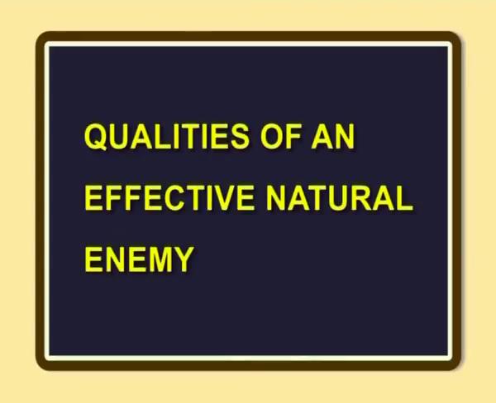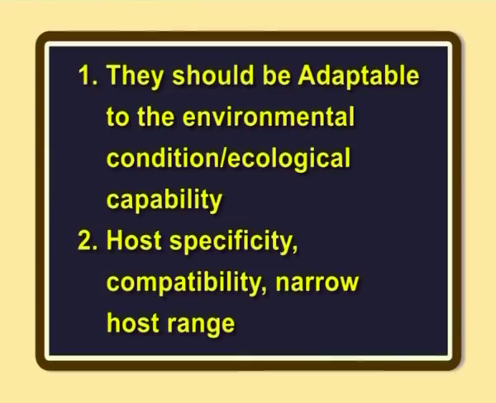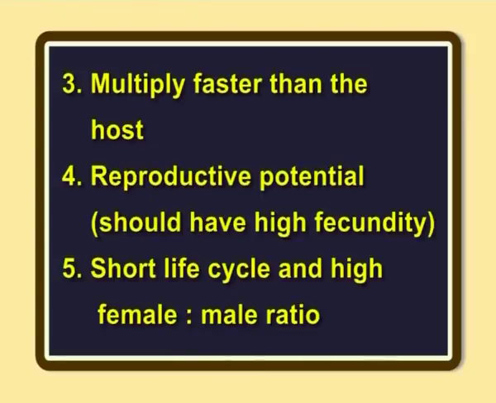Now, qualities of an effective natural enemy. Koppel and Mertens in the year 1977 proposed a list of 10 desirable attributes of beneficial organisms to aid in assessment of their capabilities. They should be adaptable to the environmental condition, with ecological capability. They should have host specificity, compatibility, and a narrow host range. They should multiply faster than the host.